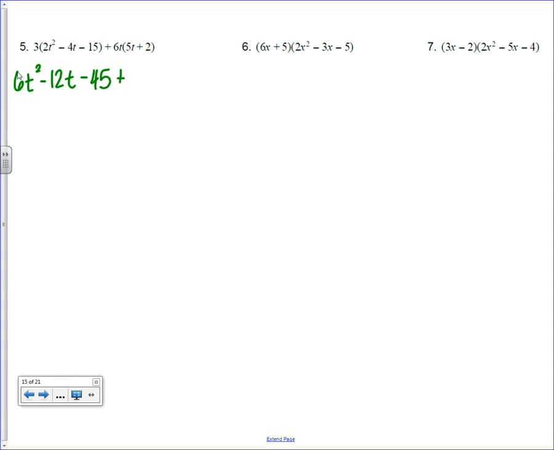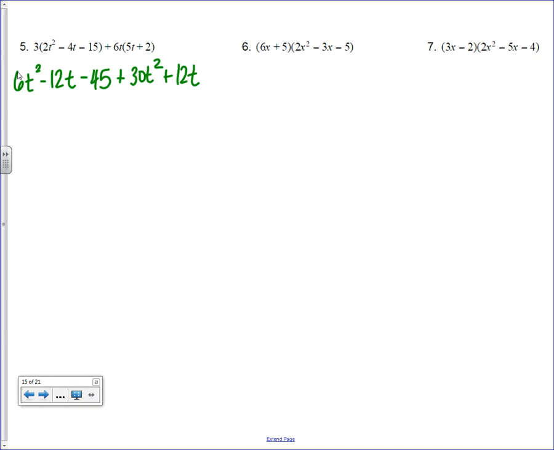You can distribute it. So what's 6 times 5? Yep, and then that'll be t to the what power? T to the second power, perfect. And then 6t times 2? 12t. Guys, how we doing with all that distributing? That's a lot. Now I got to combine some like terms.